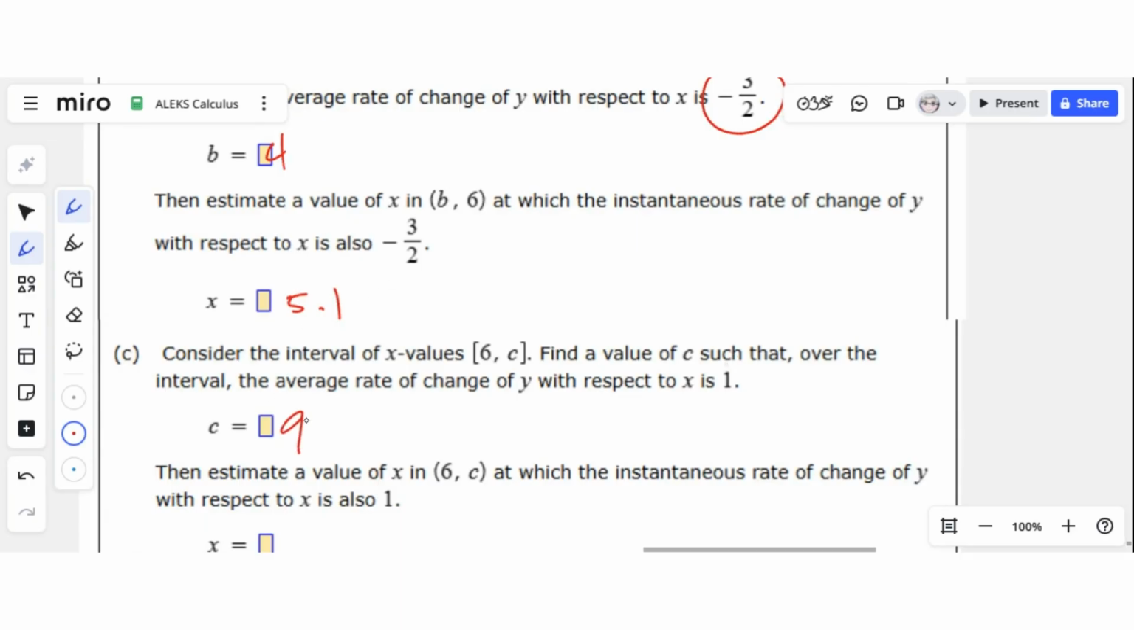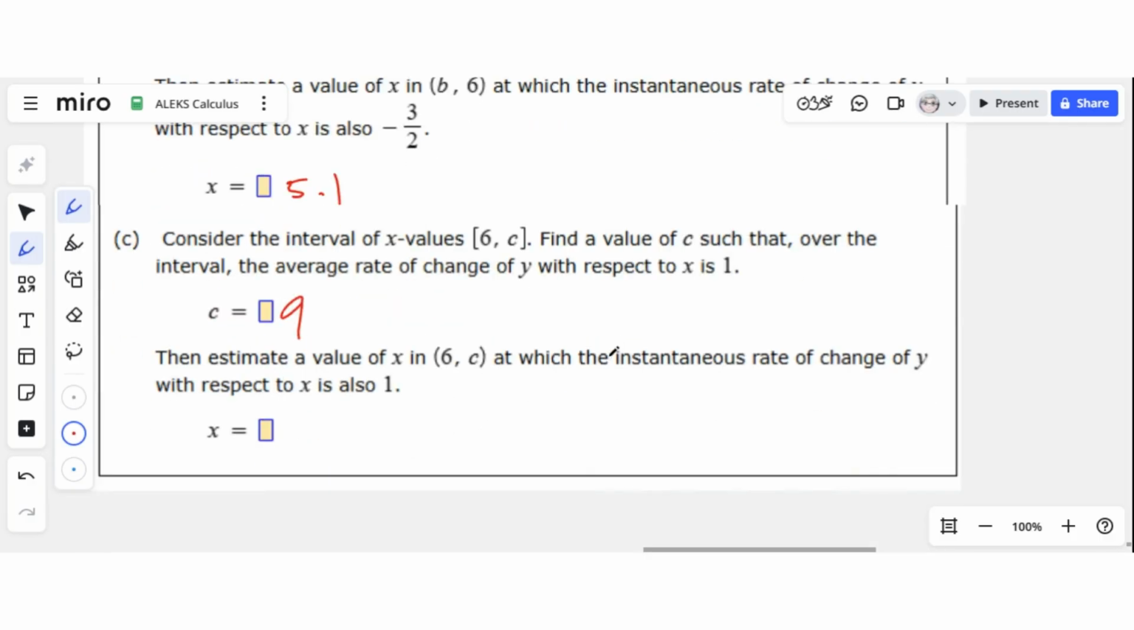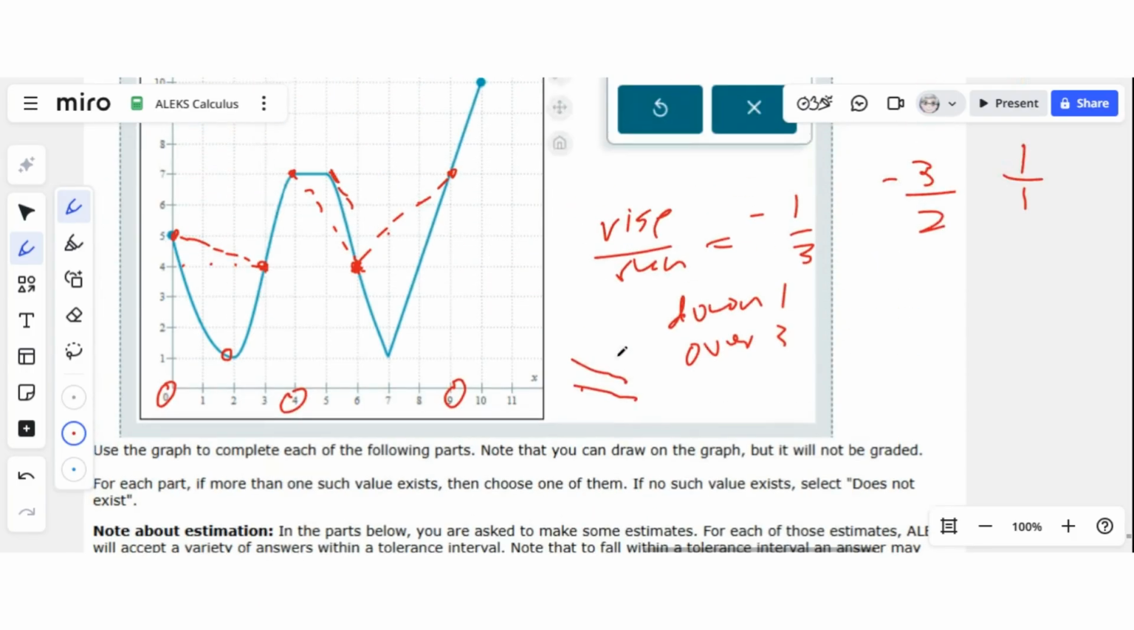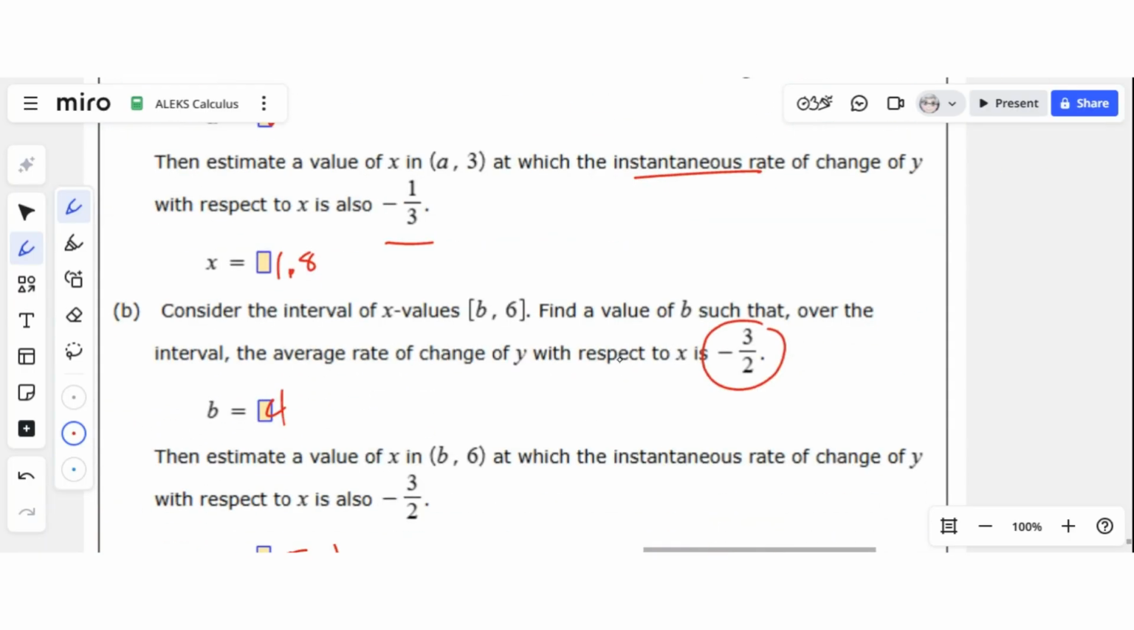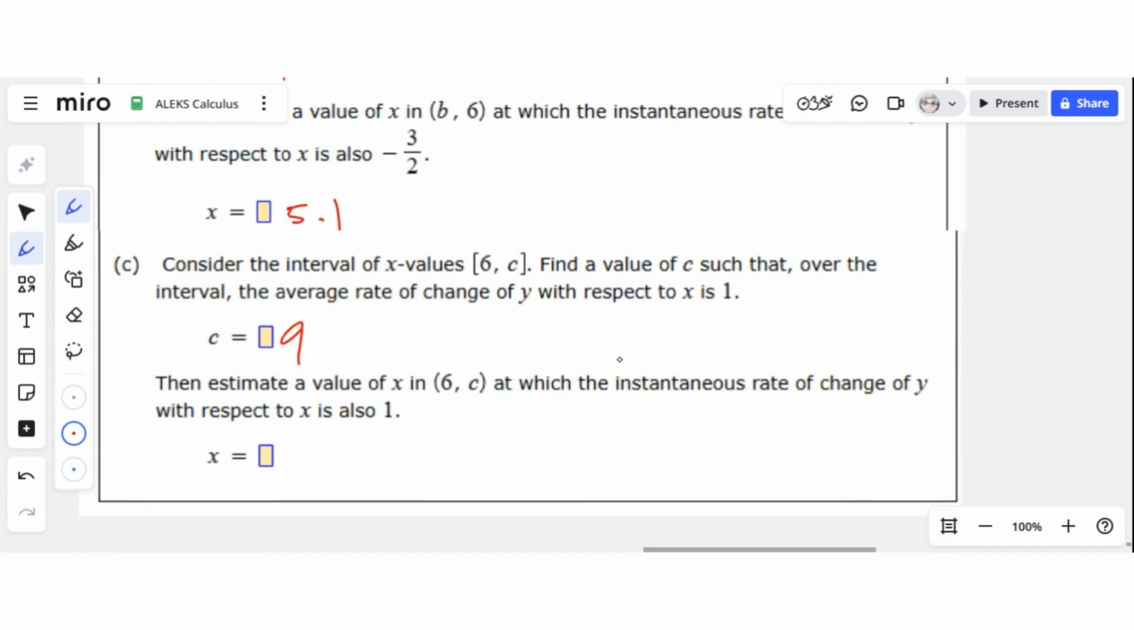And then estimate a value of x in that interval at which the instantaneous rate of change of y with respect to x is also 1. And this is where they might catch you. It gets a little tricky here. There's a sharp point here. It looks like a lack of continuity in this graph here. It's sharply sloping down all throughout here, and then instantaneously it seems to sharply slope up. So I don't see a spot where there's actually a slope of 1. What that means is that this does not exist, and that's one of your choices.